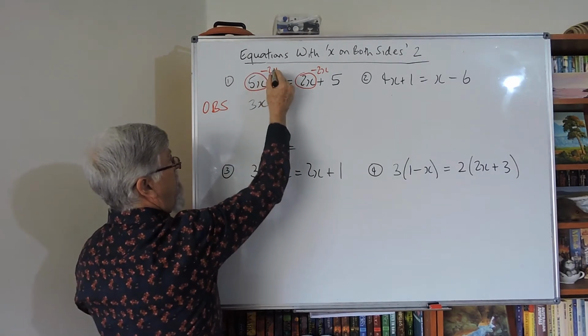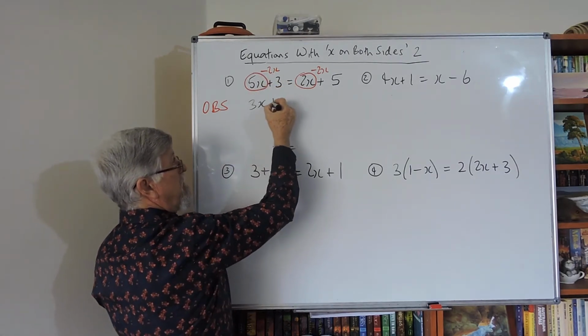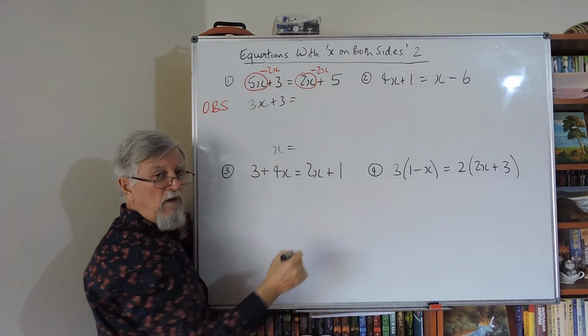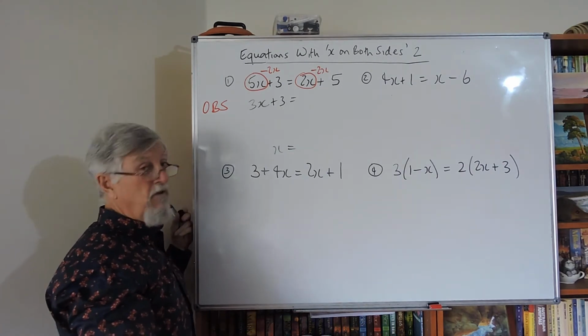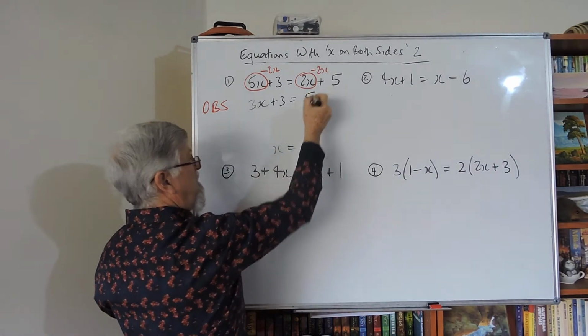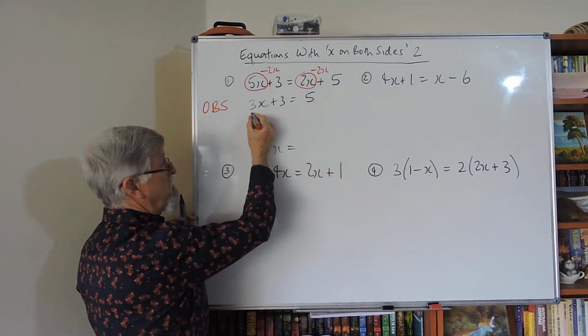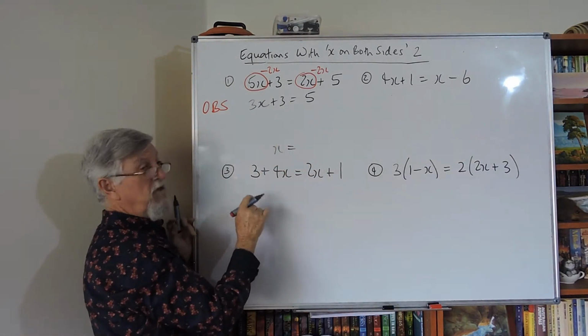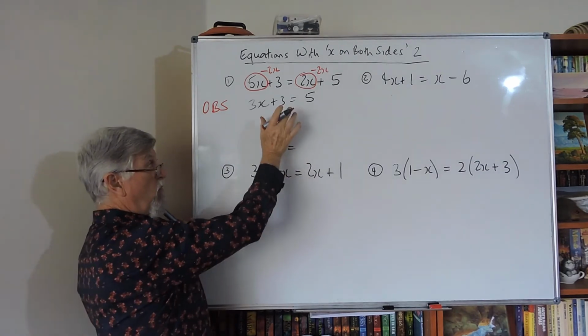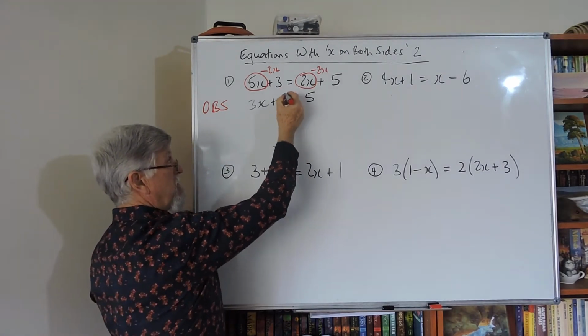So I've got a 5X take a 2X is a 3X plus a 3. 2X take 2X is gone. I could say 0, I like to say gone, equals 5, and now we're back to simple equations. If we got rid of that 3 first, the problem would be it quickly introduces fractions in the questions. Wouldn't be too bad on this question, but let's just have a look for the moment.